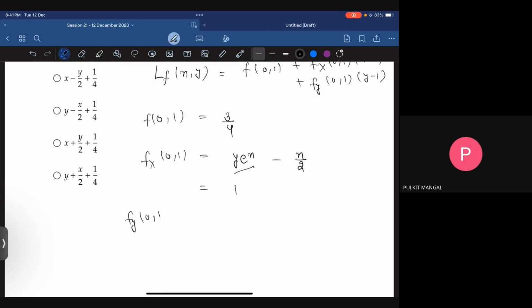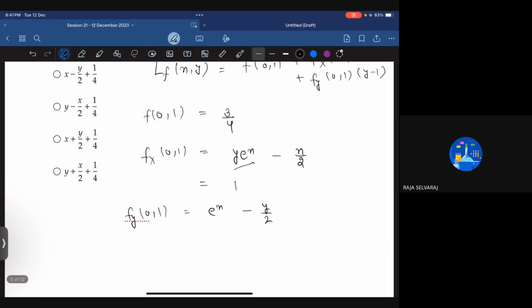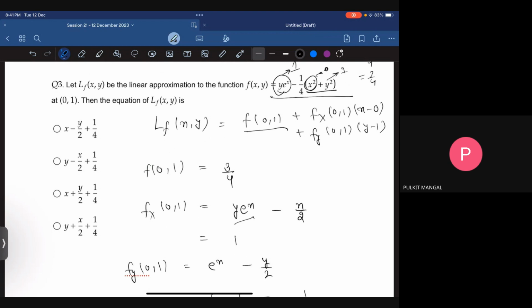Now, what about the partial derivative with respect to y? I calculated it, sir: e^x - 1/4 into 2y, that is e^x - y/2. Yeah, correct. So just put x = 0 and y = 1. So 1 minus half, that is half.